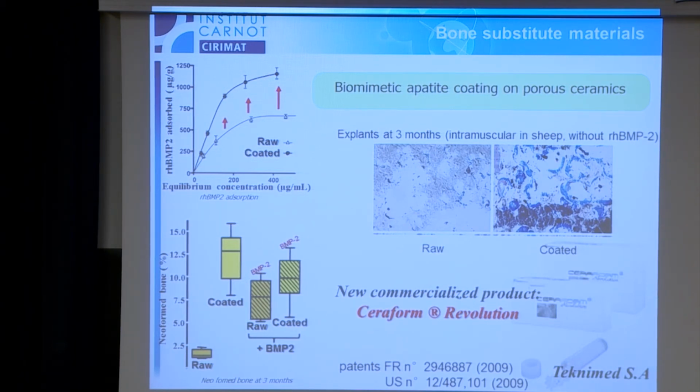We implanted these materials, the raw ceramics, the coated ceramics, and the coated functionalized ceramics, in sheep for 3 months. Here you have the histology cross section of the samples without BMP, without the growth factor. Here you have the raw granules, and here the coated granules. So without BMP2, you can distinguish, in blue, the neoformed bone.